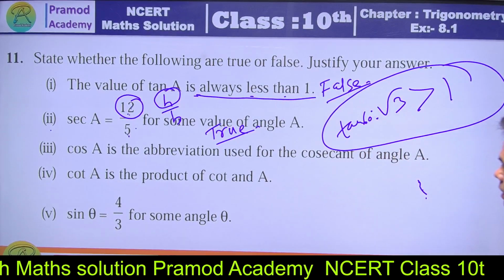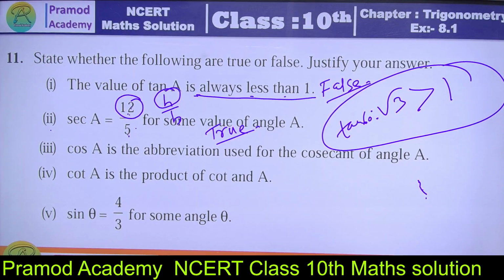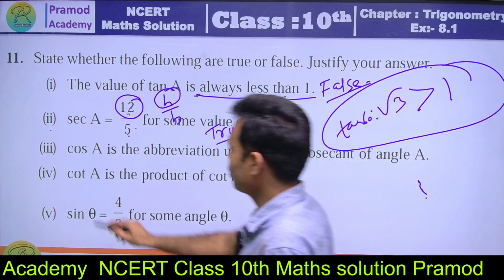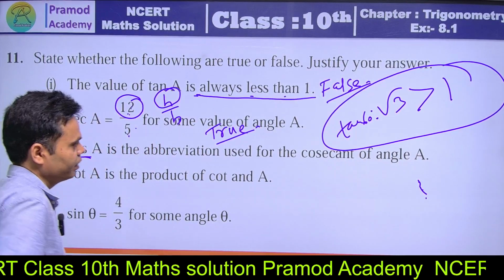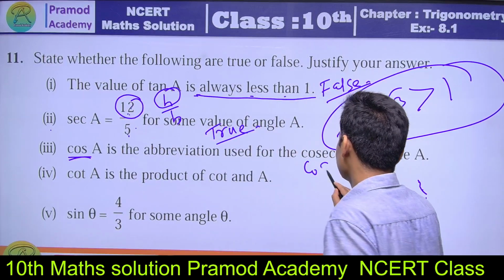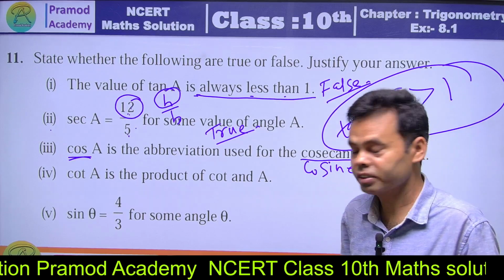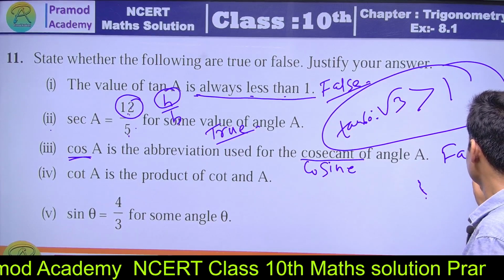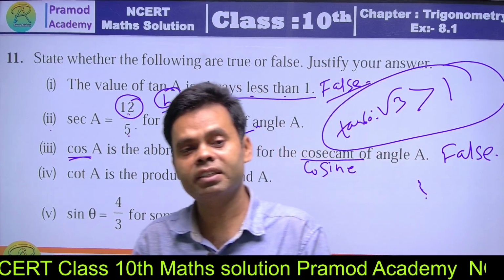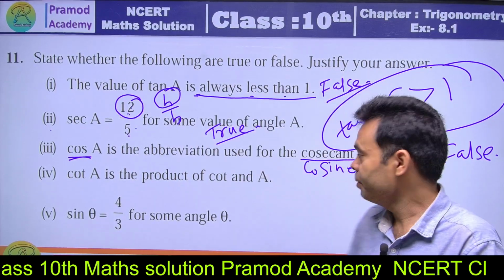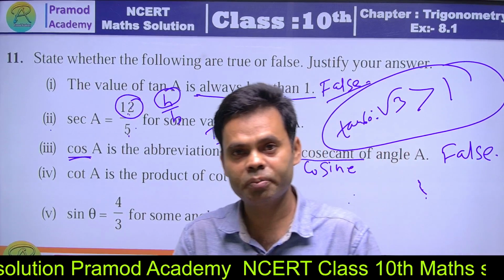Now question number 3. Cos A is the abbreviation used for the cosecant of angle A. So what is the full form of cos? Full form of cos is cosine. It is cosine, not cosecant. So it is false. You should remember the full form of all six trigonometrical ratios. I will write down here the full form of all six trigonometrical ratios.